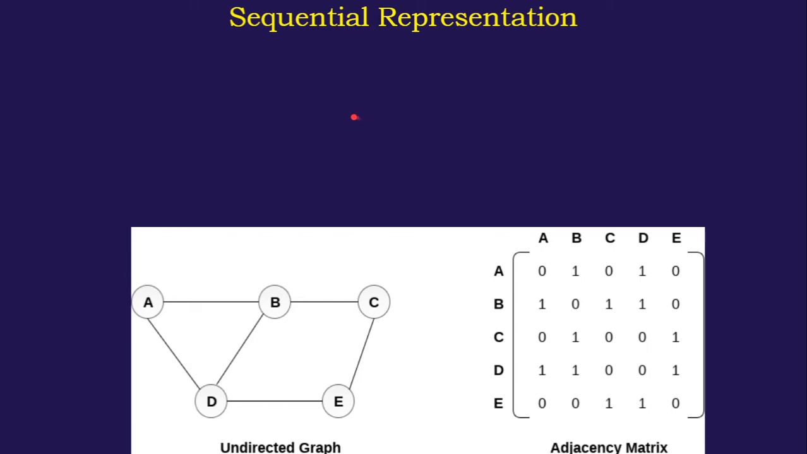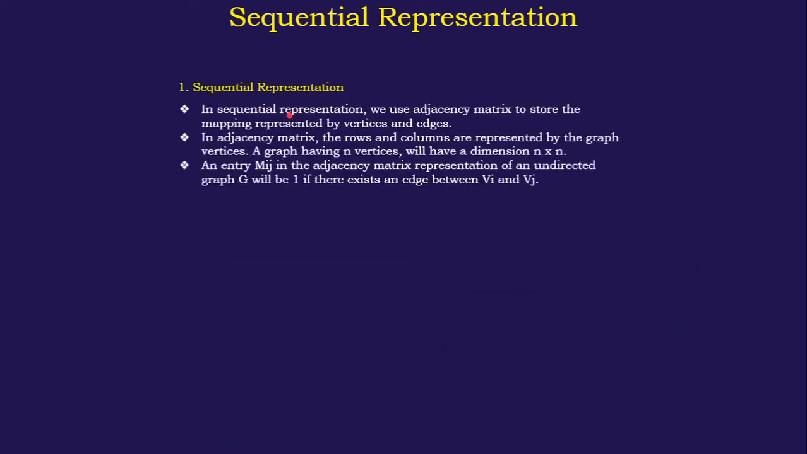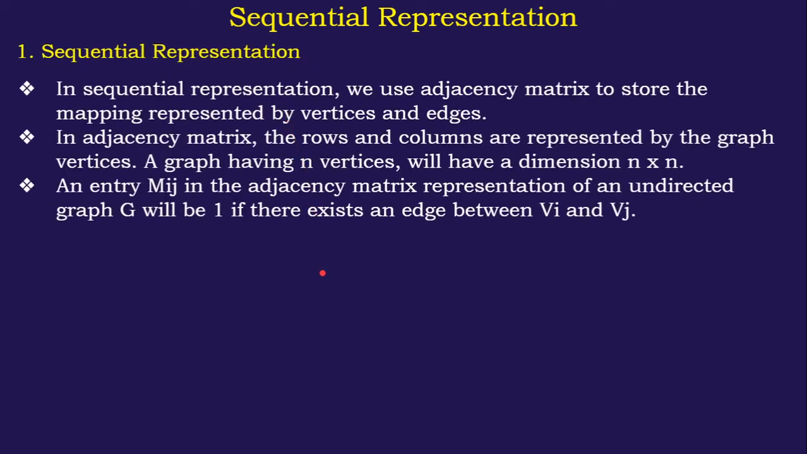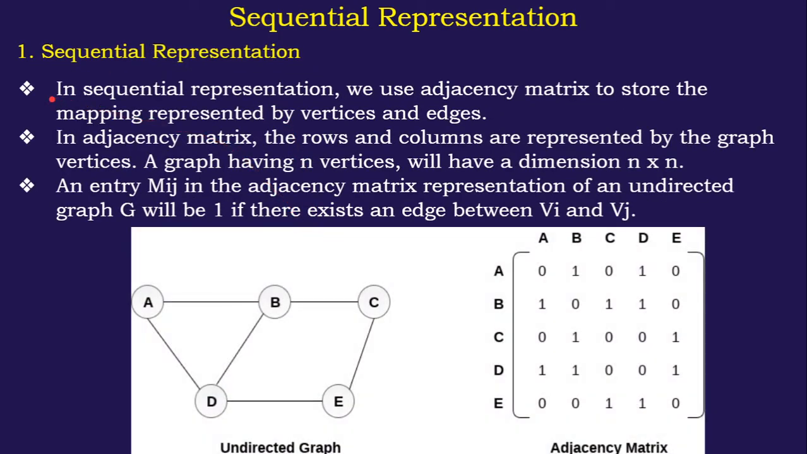As the name implies, we are using the connectivity from one vertex to the other vertex using the edges. So how is it done? In sequential representation, we use the adjacency matrix, where adjacency is denoted by 1 and not adjacent means 0. So 0 represents the absence and 1 represents the presence. If there is adjacency, we say it is 1. If it is not, we give a 0. That is the adjacency matrix.